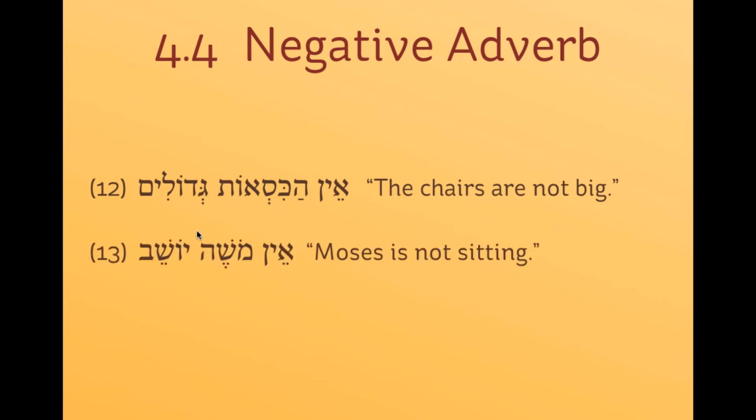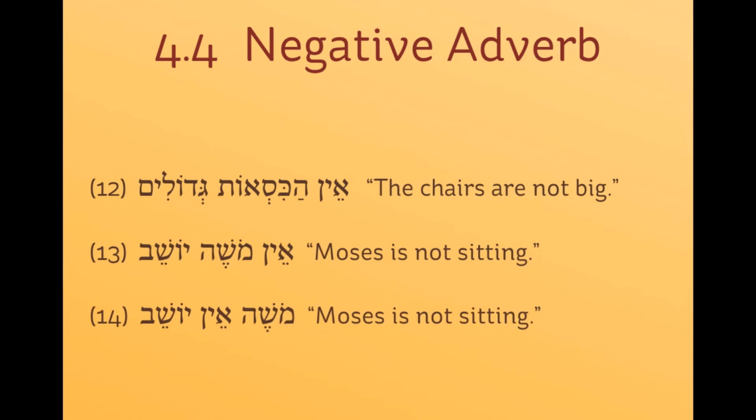And in number 13, we have ein used to negate a participial statement. So yoshev here is the participle "sitting." You can say Moshe is not sitting: ein Moshe yoshev. Now, for negating verbs, you use ein to negate adjectives and participles. For other kinds of verbs, you're going to use a different adverb, lo. This is just about ein, and it makes sense that you negate both adjectives and participles because a participle is a verbal adjective, remember from last lesson.